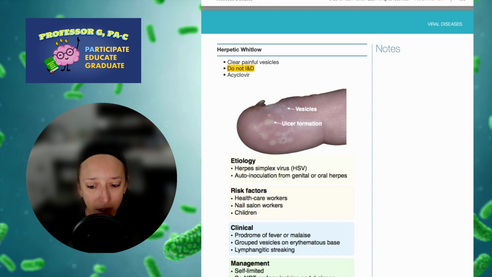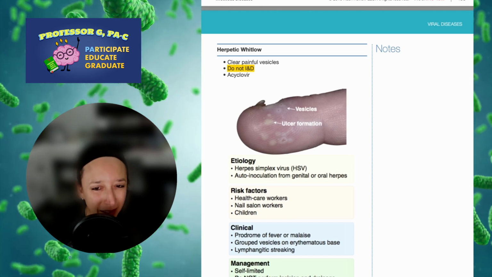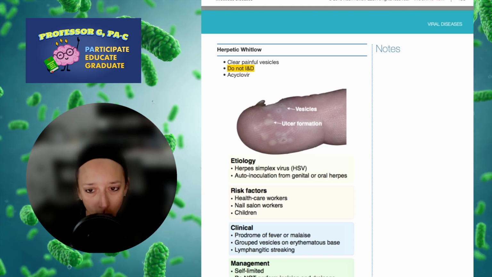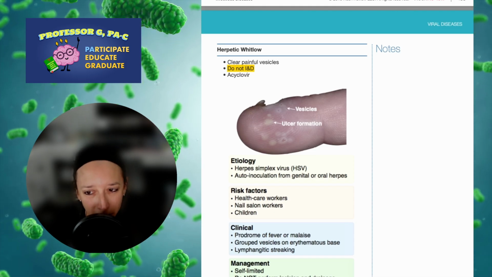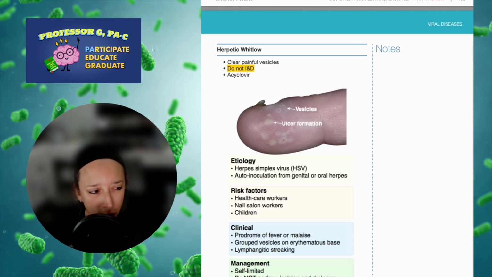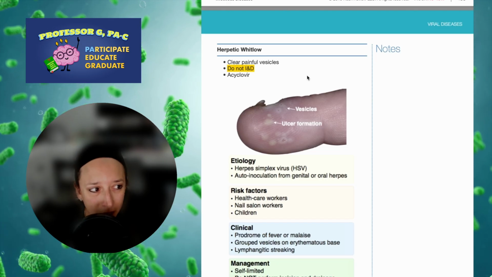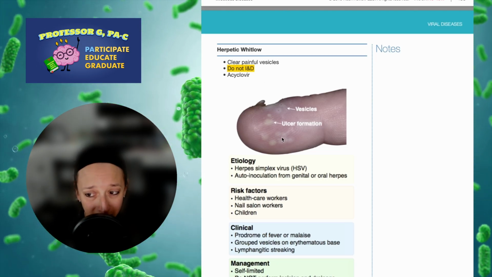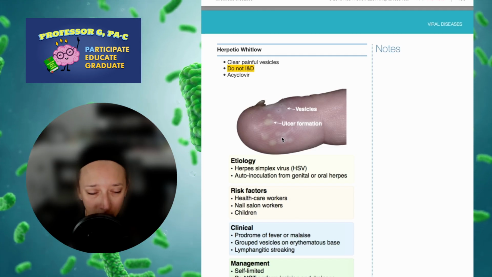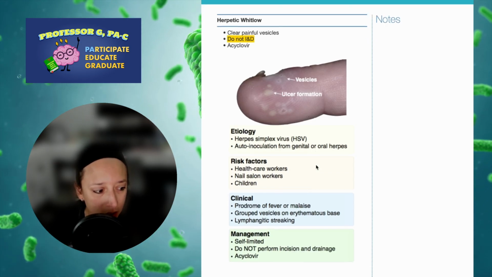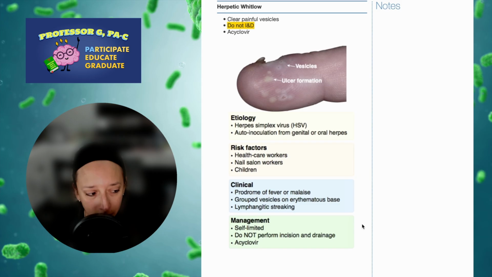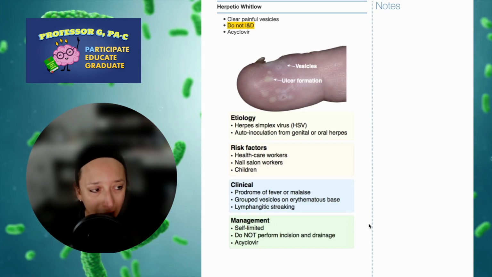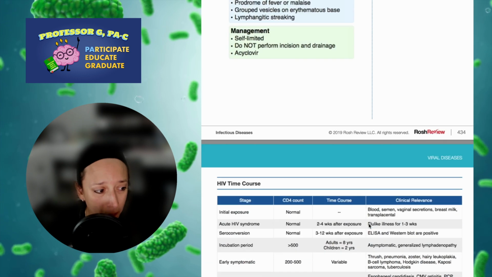Next up is herpetic whitlow. Herpetic whitlow is a painful vesicular infection of the finger. It's caused by HSV-1 or 2. It's pretty common in healthcare workers that are exposed to saliva or secretions without using gloves. You don't want to incise and drain these vesicles. You want to always wear gloves when examining oral lesions because herpetic whitlow is highly contagious. And we want to treat with acyclovir if it's bad. If not, it's usually self-limited. You don't always have to treat with medication.